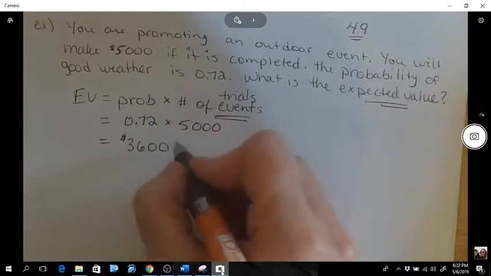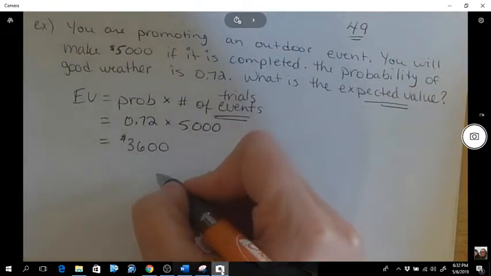So this would be over a long run, so over a year or 2 years of having outdoor events. On average, you're going to make $3,600 per event you do.